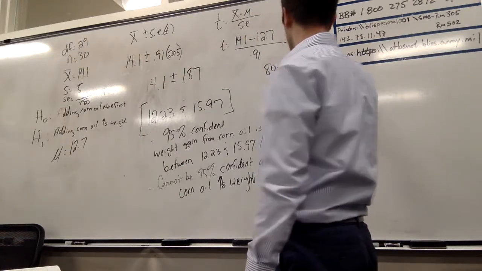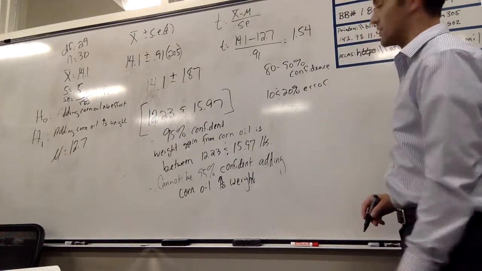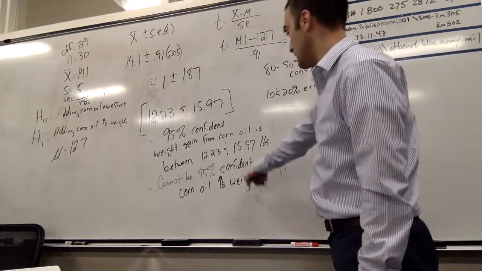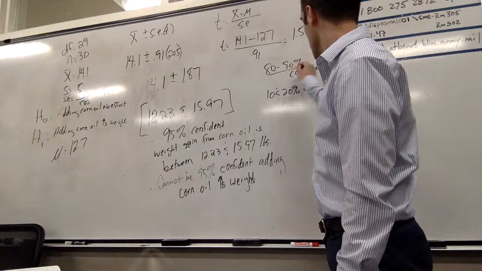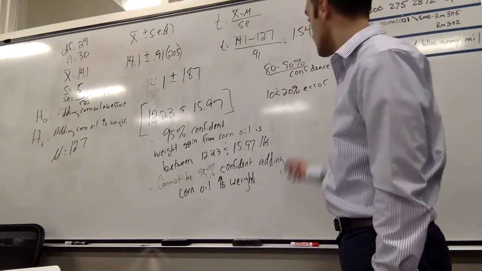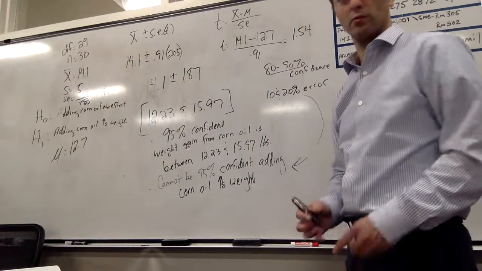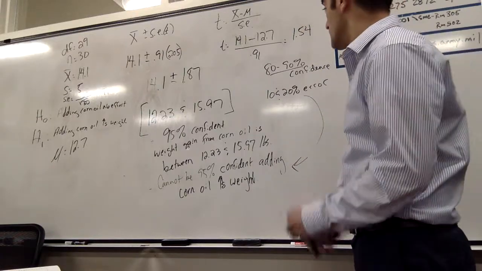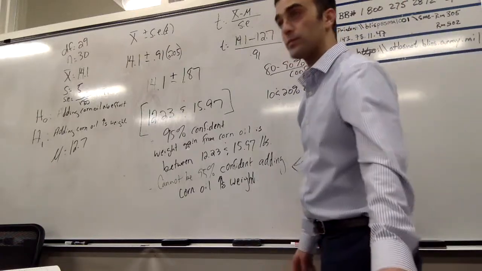We want 5 or less. And so you would come up with the same conclusion. We cannot be 95% confident. We're only 80 to 90% confident, which is not good enough in social sciences, so same conclusion. Didn't work.